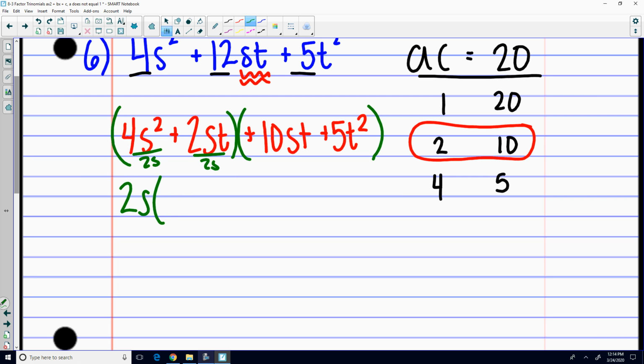So 4 divided by 2 is 2. S squared divided by s is just an s, a plus sign. 2 divided by 2 is 1. They cancel. S is canceled. The only thing I'm left with is a t. So whatever I pull out of the next term, I want it to be 2s plus t.